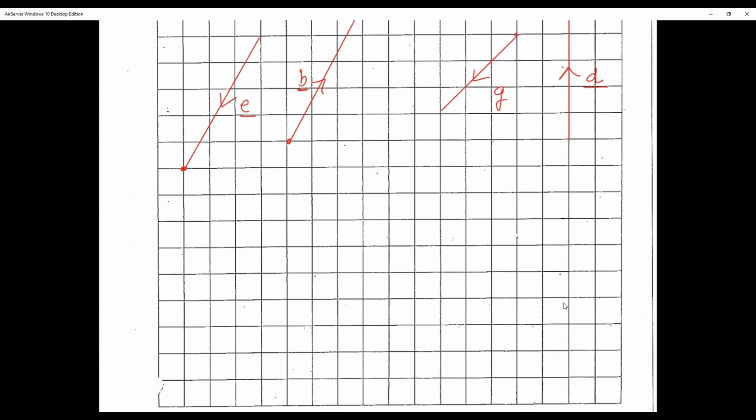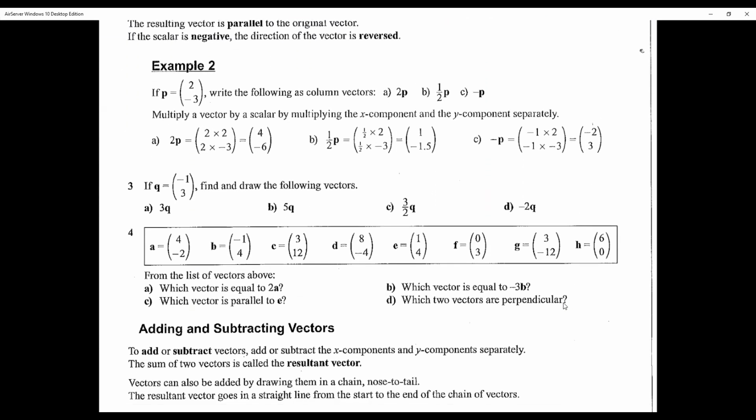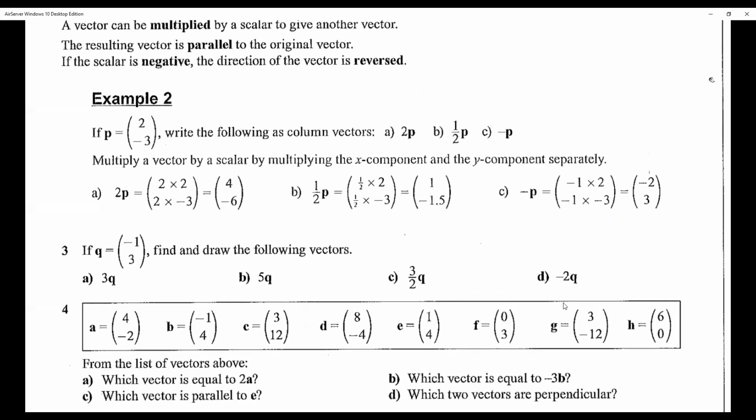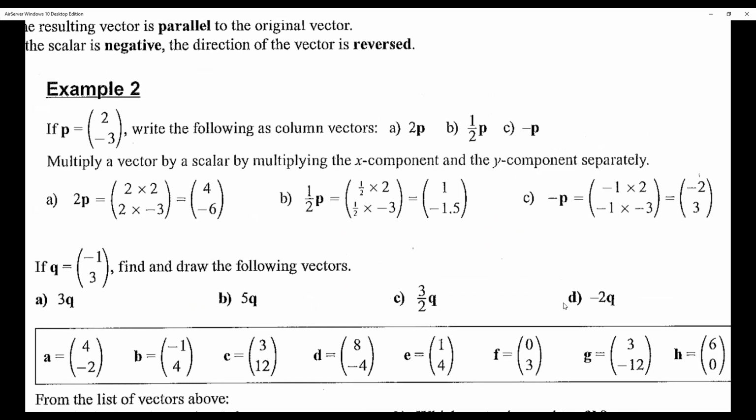Here comes the next part of this exercise. Now we can multiply the vectors as well. So example number 2, Anaya, come back in, please. Okay, read from example number 2. If P equals 2, minus 3, write the following as column vectors: A, 2P, B, half P, C, minus P. Okay, so what does 2P mean? 2 times by P. Like the way you do normal algebra, Anaya. When you do normal algebra, 2P means 2 lots of P. It means the same in vectors as well. So 2P means double of P.